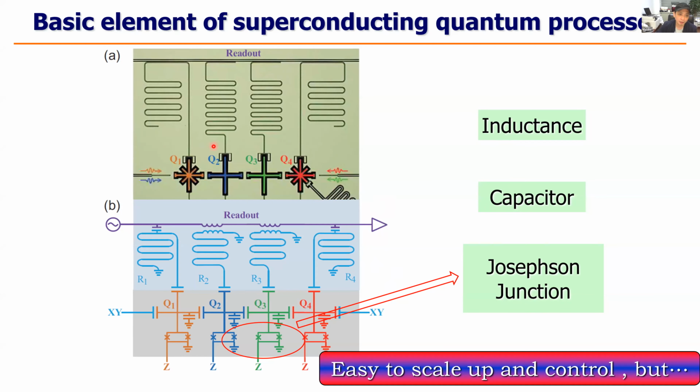So let's give a very brief idea. This system is very easy to scale up because we just make the inductance, capacitor, and the Josephson junction, and we can use semiconductor technologies like microfabrication. So finally, we can print a lot of qubits into the system. So it's easy to scale up, and it looks like it's easy to control.